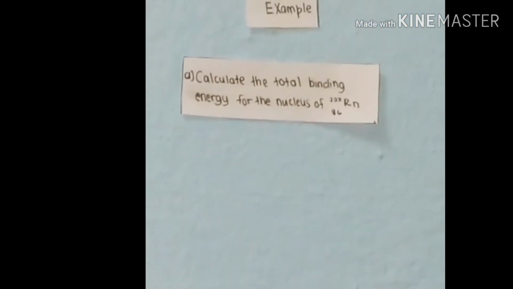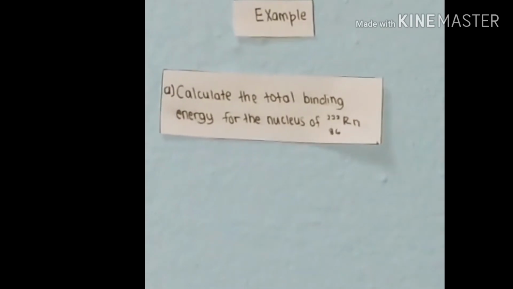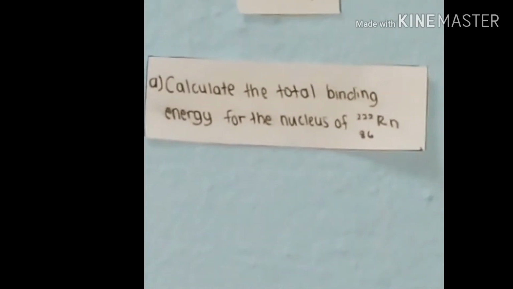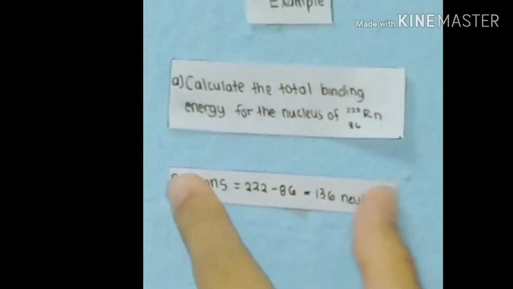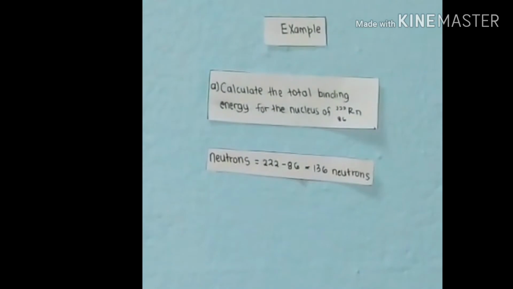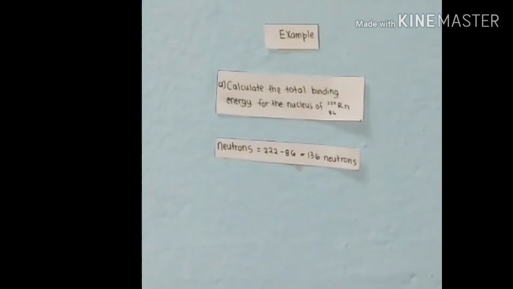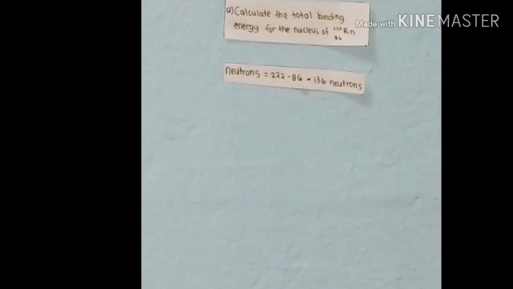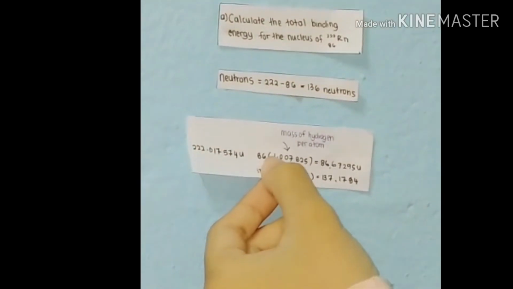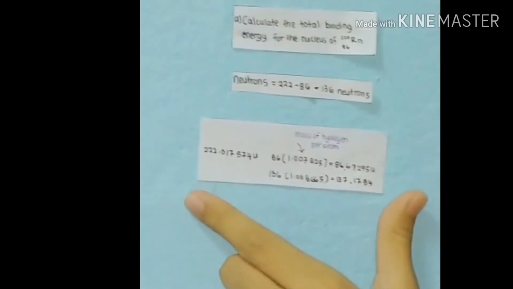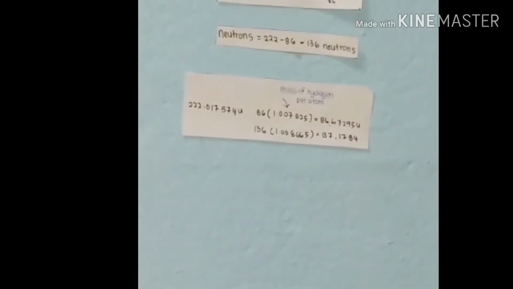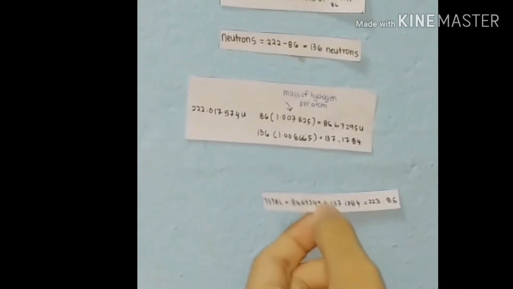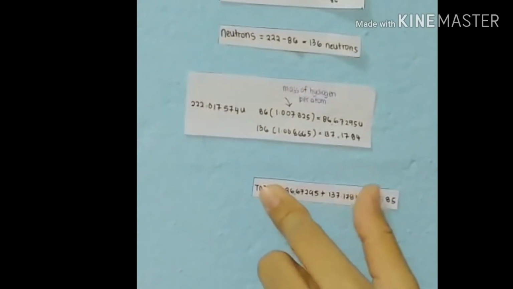Now, let's look at this example. Calculate the total binding energy for the nucleus of radon. First of all, we need to find the number of neutrons by subtracting the atomic number from the mass number. Then we need to find delta M. So we need to find ZMp and NMn, which are the proton number times the mass of a proton and the number of neutrons times the mass of a neutron. After that, we can find the total of ZMp and NMn.